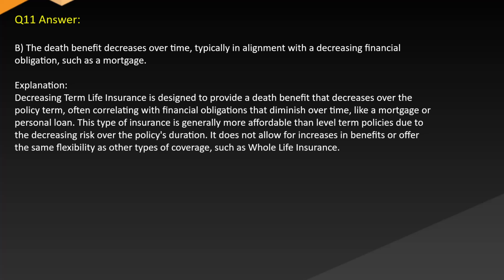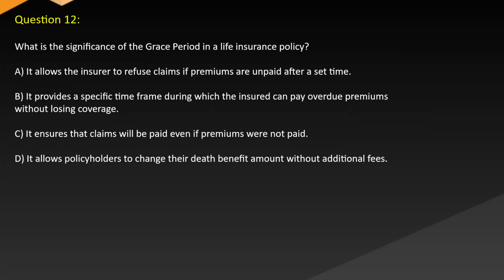Explanation: decreasing term life insurance is designed to provide a death benefit that decreases over the policy term, often correlating with financial obligations that diminish over time, like a mortgage or personal loan. This type of insurance is generally more affordable than level-term policies due to the decreasing risk over the policy's duration. It does not allow for increases in benefits or offer the same flexibility as other types of coverage, such as whole life insurance.